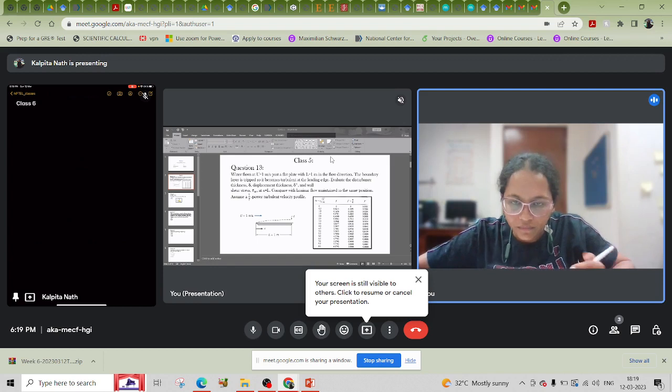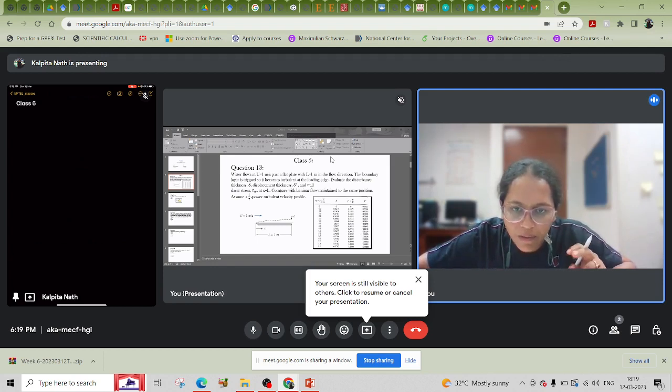So what is the question? Water flows at a velocity of 1 meter per second past a flat plate with L equal to 1 meter in the flow direction. The boundary layer is tripped so that it becomes turbulent at the leading edge, so it is turbulent flow. Evaluate the boundary layer thickness, the displacement thickness, and the wall shear stress at x equal to L. Compare with laminar flow maintained at the same position.